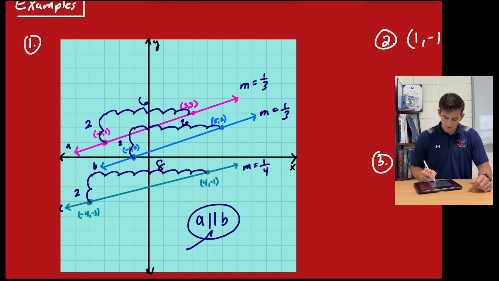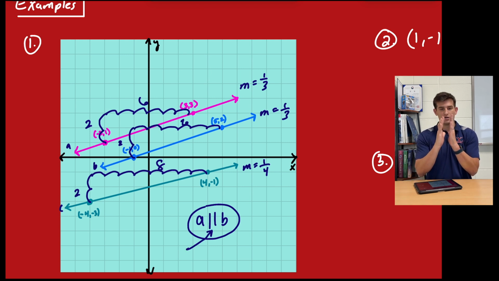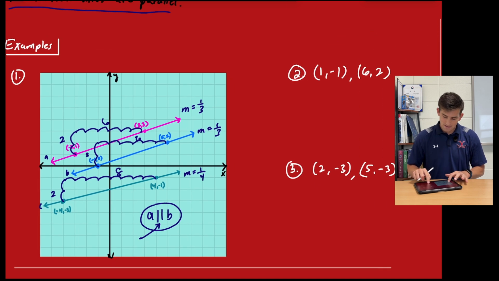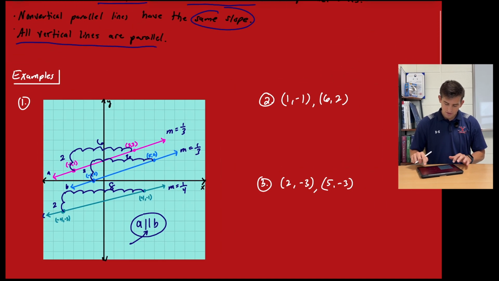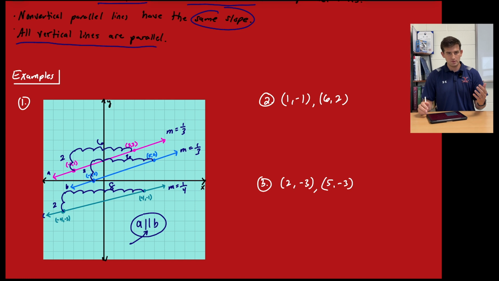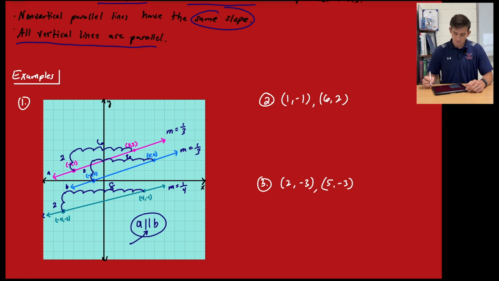Notice this marking that I did here. It's just like 2 bars or 2 vertical lines next to each other. You read that as is parallel to. So A is parallel to B. Why? Because they both have a slope of 1/3, and since their slope is the same, we can say they are parallel. All right, let's dive over here into numbers 2 and 3. For these, we're going to find the slope between the points, and then we'll just compare and see if they are the same or not.